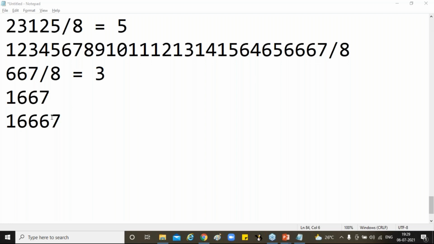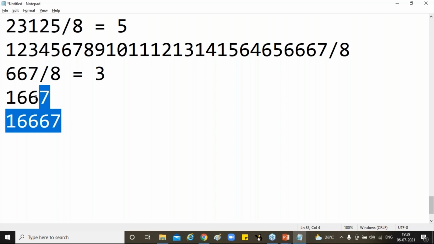You can take any number ending with 667 divided by 8, the remainder should be 3. That may be a 1-digit number or 10-digit number or 30-digit number.